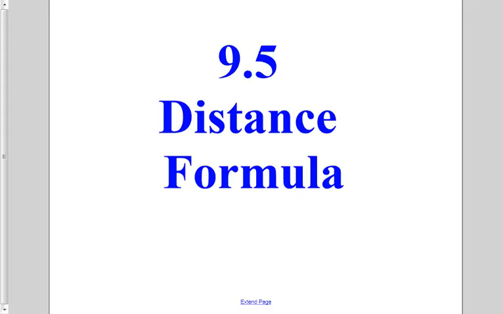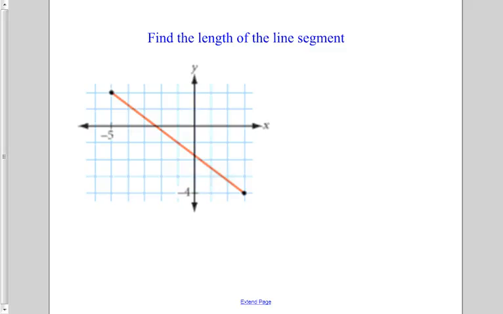Lesson 9.5, the distance formula. So, finding the length of a line segment. We've done this a bunch of times. In order to do this, we just go in, we use our Pythagorean theorem.